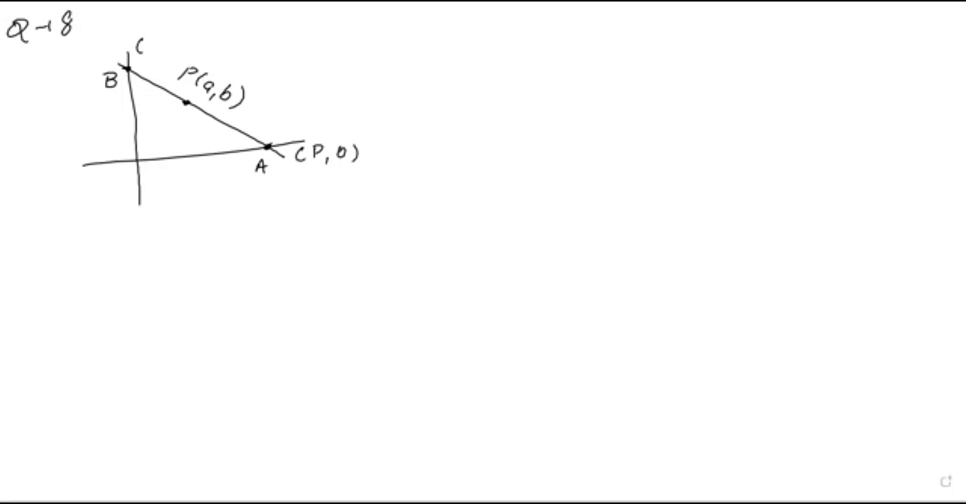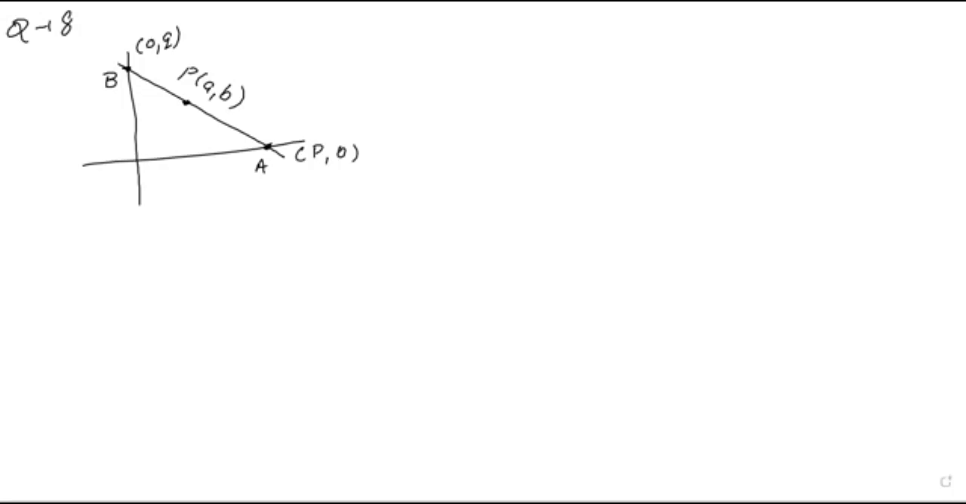Let's start with the 18th question. Point (a, b) is the midpoint of a line segment between the axes, right? So this is your line between axes. Then this point (a, b) is the midpoint of line segment AB. So I will take this point as (p, 0) and this as (0, q).